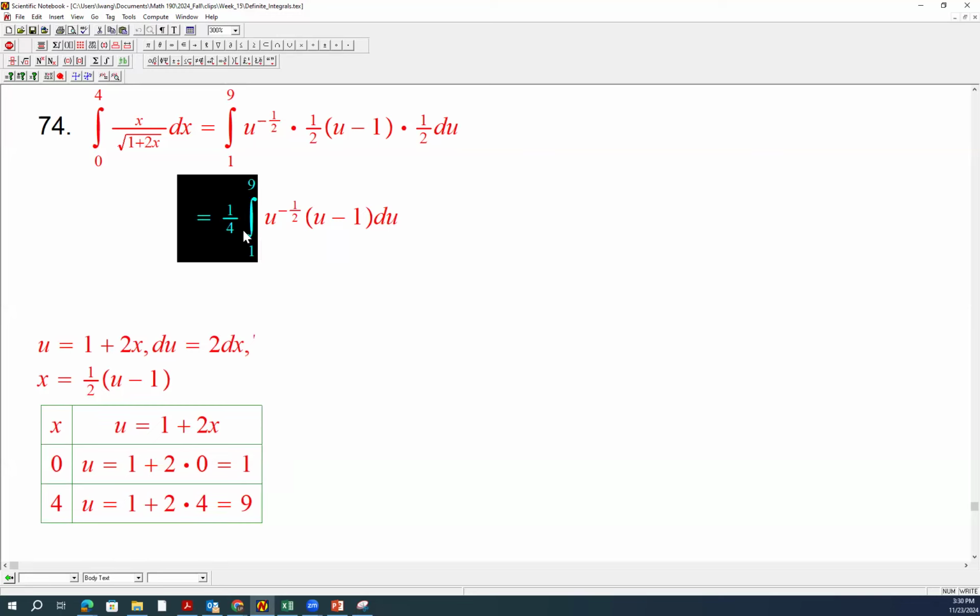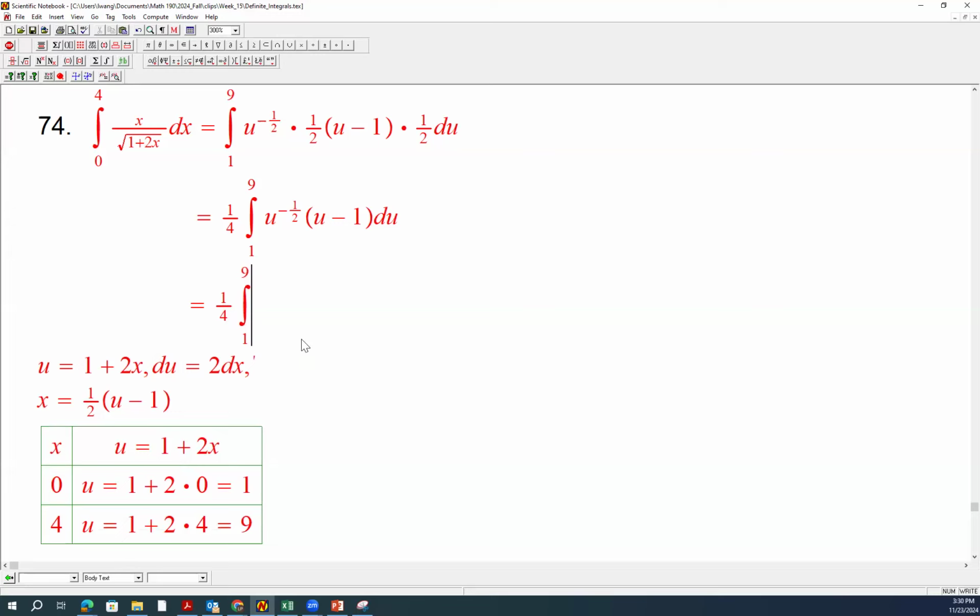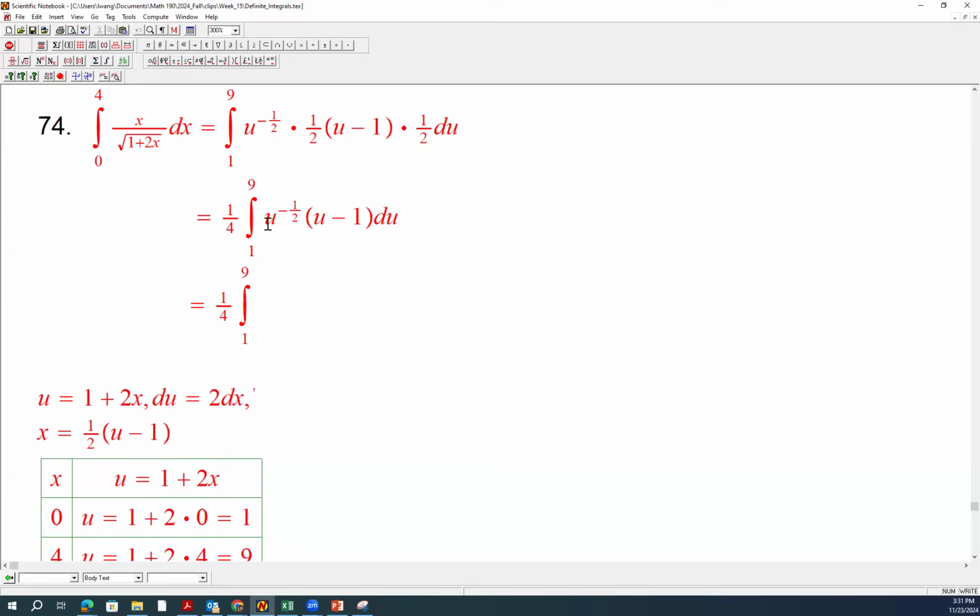We're going to get a negative quarter. Oh, sorry, not a negative quarter. Positive quarter, okay. u to the power negative half times u is u raised to the power of positive half, minus u raised to the power of negative half, du.